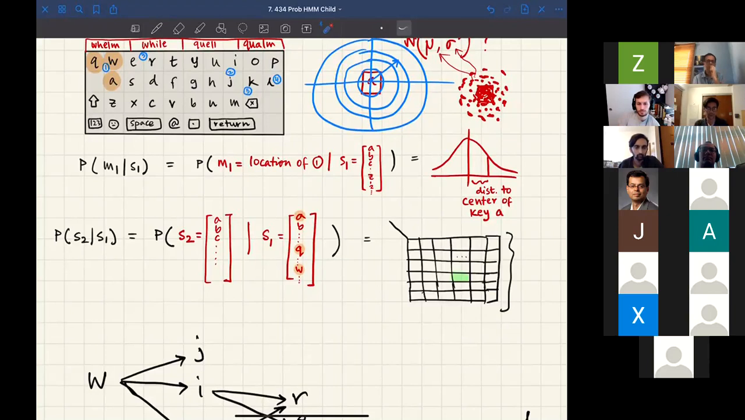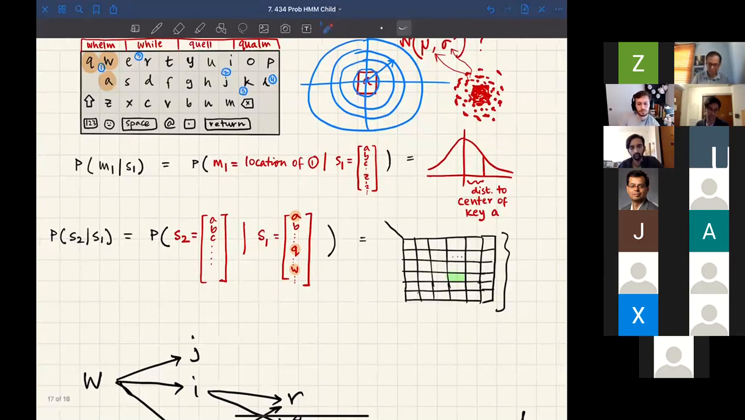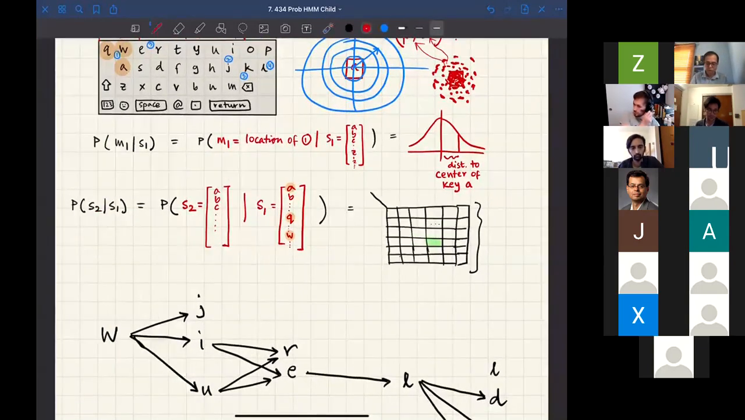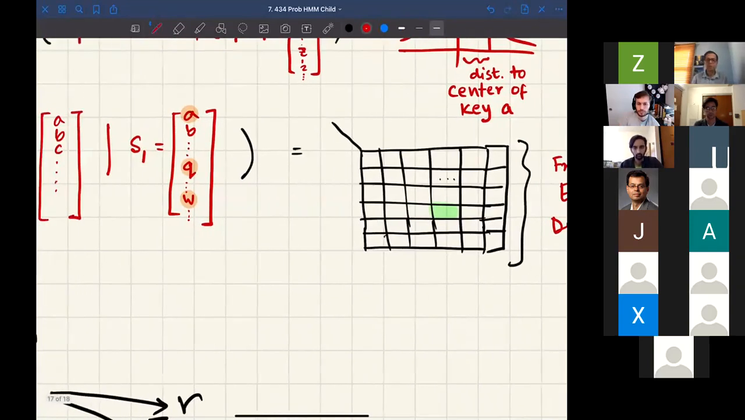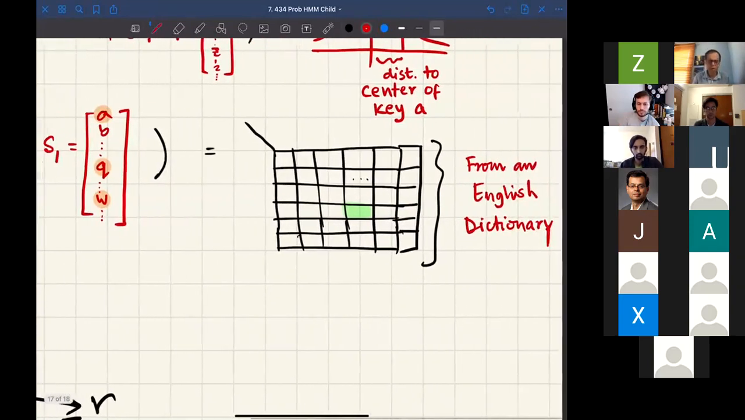Will you use a transition matrix of some sort? Correct. Where do I get the transition matrix from? From the dictionary, maybe? Yeah. Exactly. You go to an English dictionary. You go to the dictionary and you do what?